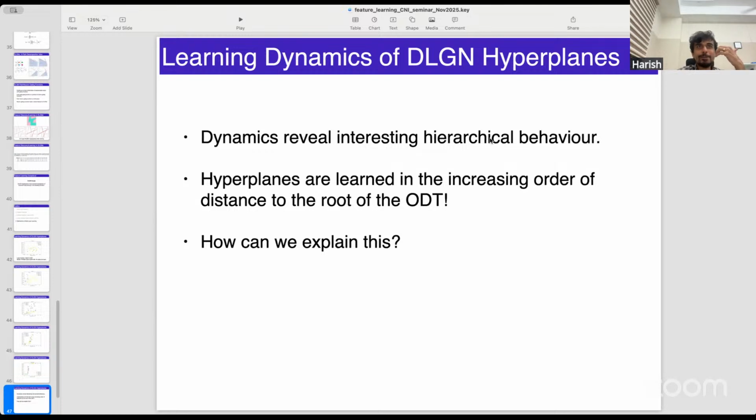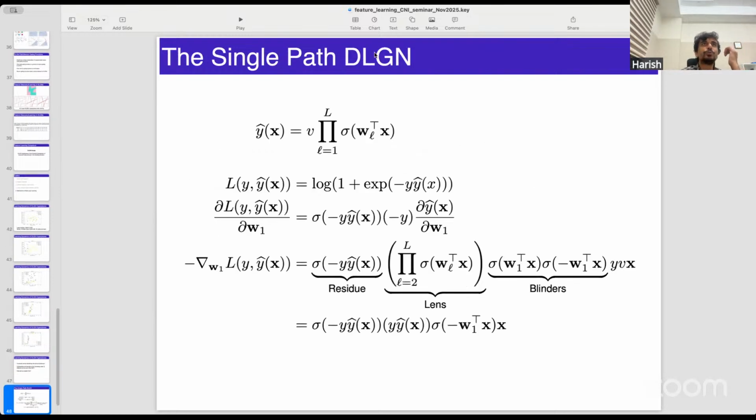We can actually simplify this model even further to a single path DLGN. Forget the m power L paths. You have L layers and m neurons per layer. Let's just have L layers with a single neuron per layer, so just a single path actually exists. Even in this, you see interesting behavior.